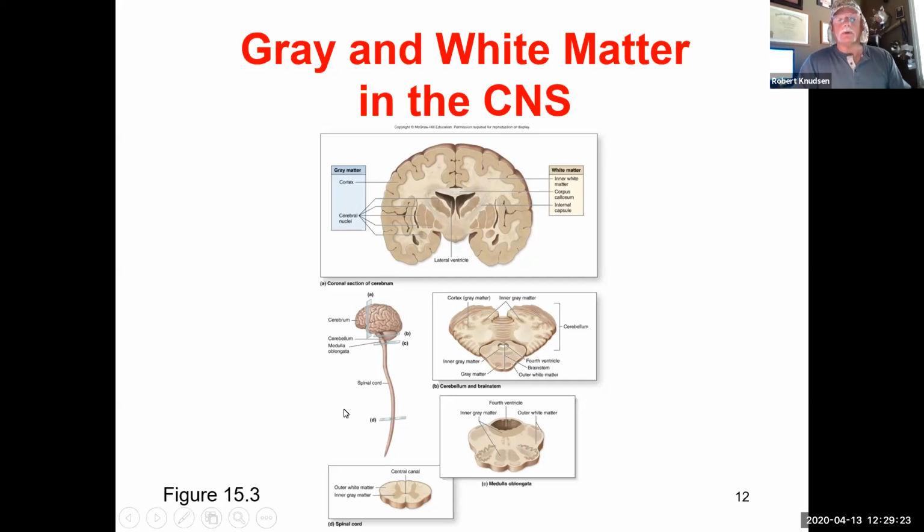Okay, here's the central nervous system. Yeah, spinal cord, brain. Looks kind of like a tree. No, it doesn't. Okay. All right. Let me see.